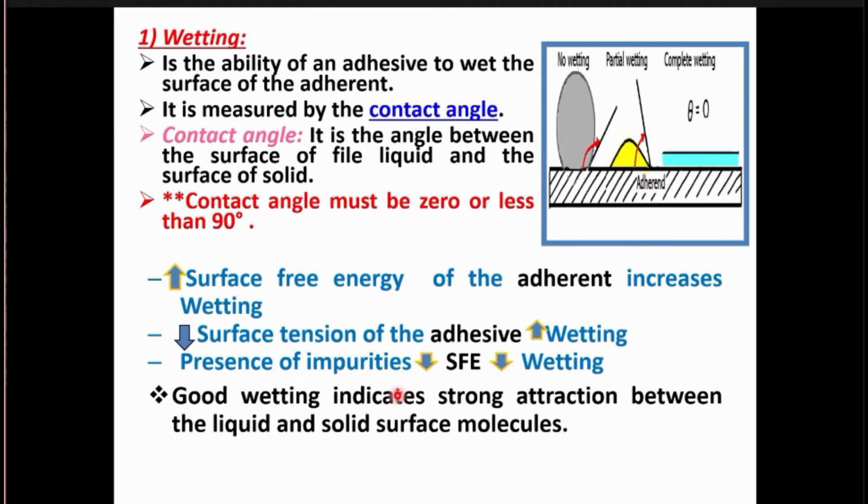So the first one is wetting. What do you understand by wetting? Wetting is the ability of an adhesive to wet the surface. So an adhesive should wet the surface properly. For this purpose, we will prefer low viscosity adhesives. For example, if I put a drop of honey on a surface, it will not wet the surface compared to water. If I put a drop of water, it will spread on the surface. So why is that?